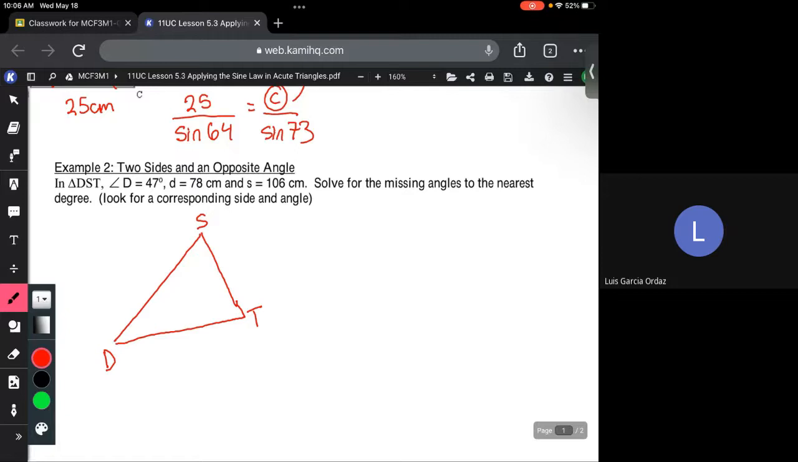So we know that angle D is 47. So wherever you see the uppercase D, it doesn't matter where you put it, as long as you're able to label it properly. So angle D is 47 degrees. We know side D is 78. So where's 78 centimeters going to go? Across from angle D. Okay. And side S is 106. So where's 106 going to go? Between D and T.